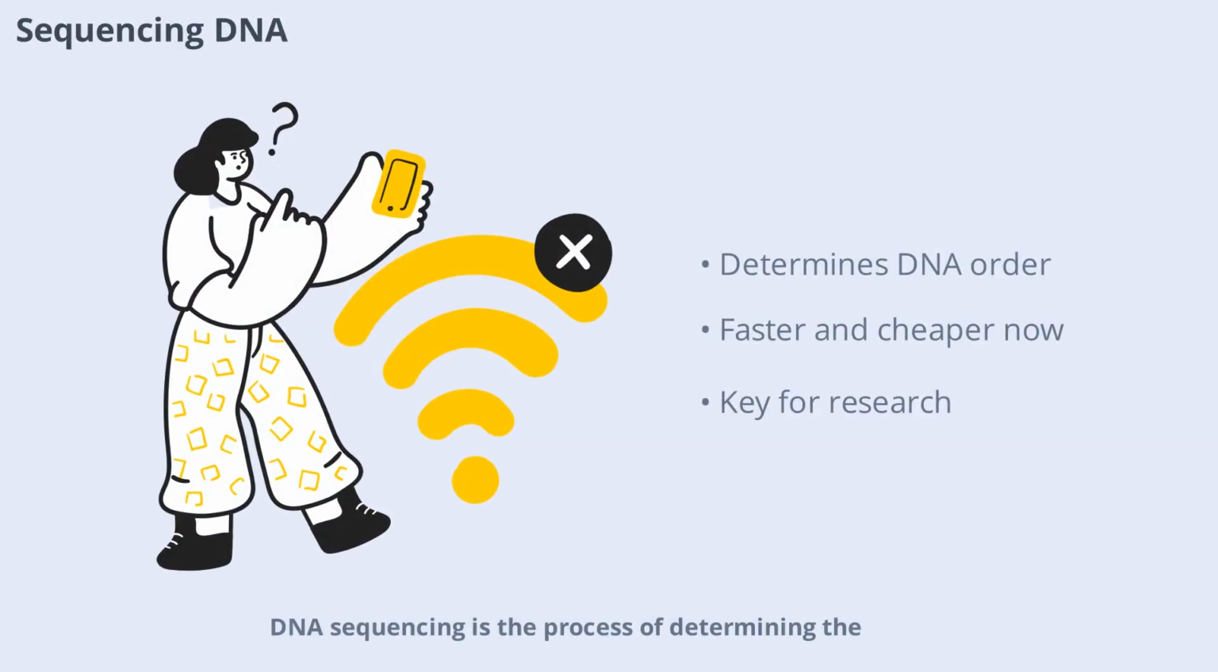DNA sequencing is the process of determining the exact order of the bases in a DNA molecule. Advances in technology have made sequencing faster and more affordable than ever before. This has allowed researchers to study genomes from many different organisms, leading to breakthroughs in medicine, agriculture, and evolutionary biology.